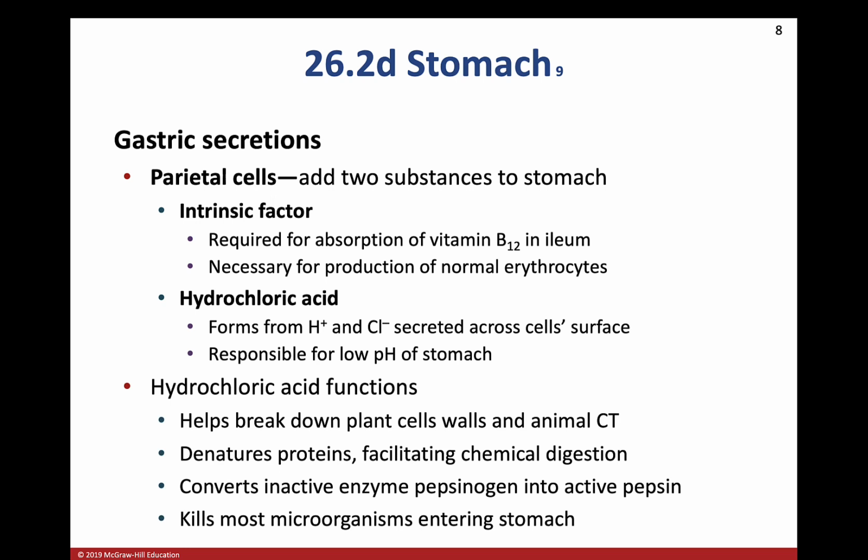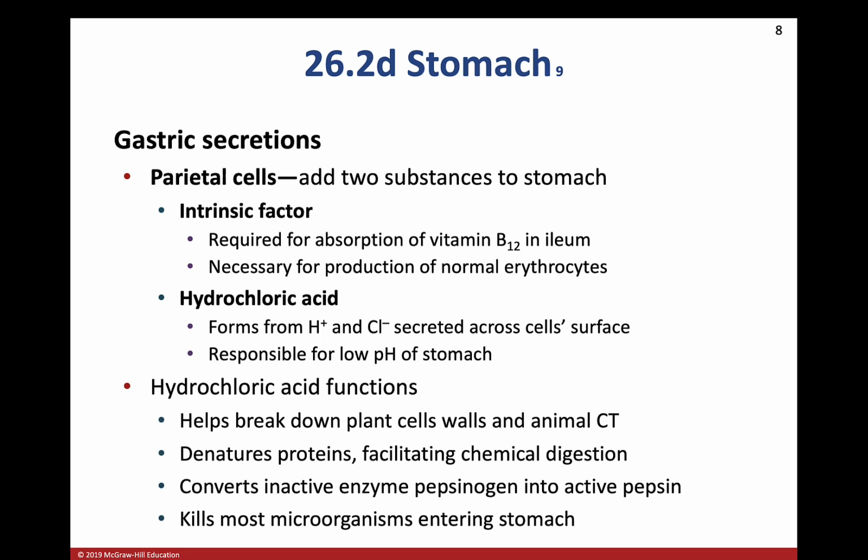Now remember, hydrochloric acid is a strong acid, and it is going to be secreted across the surface of the cell, and it is responsible for the low pH we find within the stomach. The functions of hydrochloric acid are to break down plant cells and animal connective tissue, things that we really don't have the enzymes to digest, and denaturing proteins, which is going to facilitate the chemical digestion of proteins later on in the small intestine. Also, this hydrochloric acid is converting pepsinogen into the active pepsin, and we'll talk about this when we talk about the chief cells.